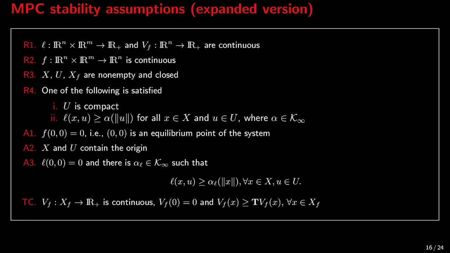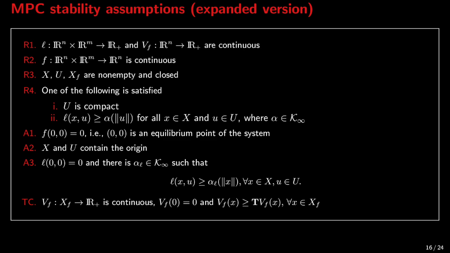So let me state the regularity and attractivity assumptions and the terminal condition in one slide. The regularity assumptions are that the cost functions are continuous, so L is a function that you see is non-negative valued and continuous. VF, the terminal cost function, is non-negative valued again and continuous. The second regularity assumption is that the dynamics F is continuous. The third is that the sets we have, X, U, and XF, are non-empty and closed.